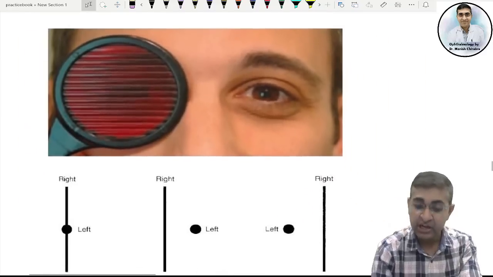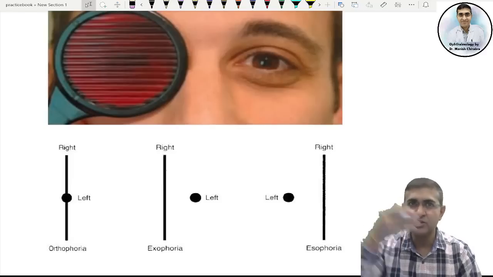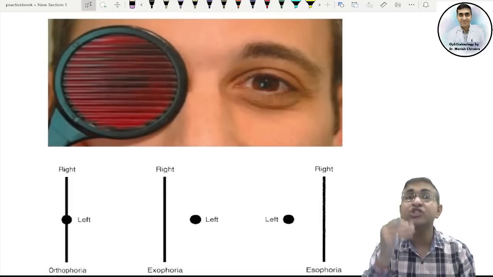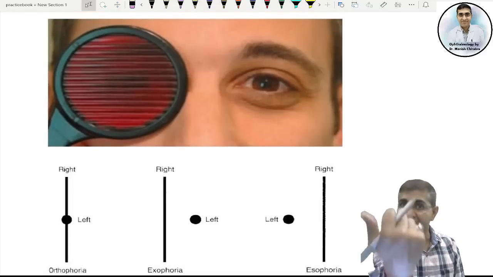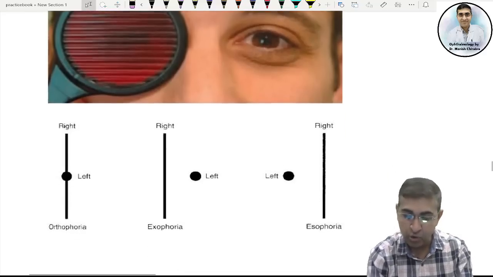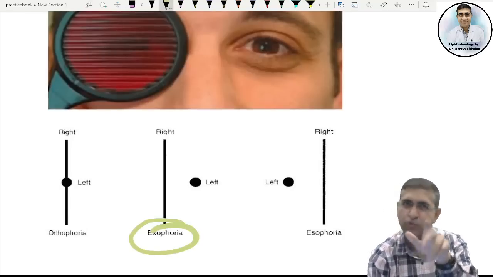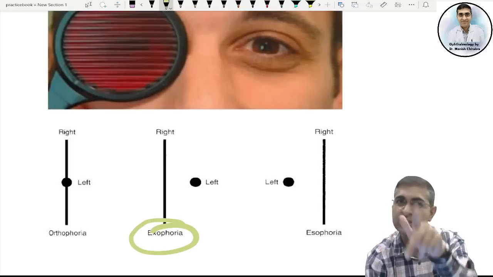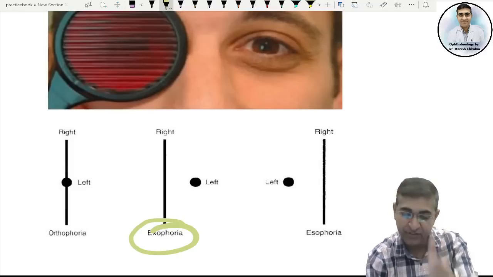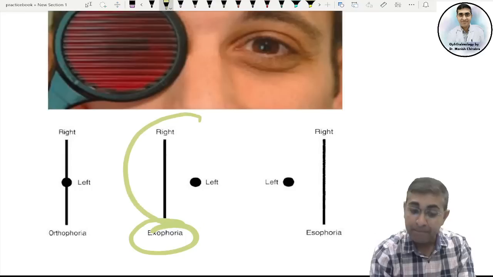What is this? This is your Maddox rod test. In the Maddox rod, there is a horizontal group of cylinders which convert the light coming from the front into a vertical line. Can you tell me what this is? Is it exotropia or phoria? If there is an option of exotropia and exophoria, tropia is better, because phoria is latent squint, tropia is manifest squint. So this is a case of right exotropia. So this is the patient's view.